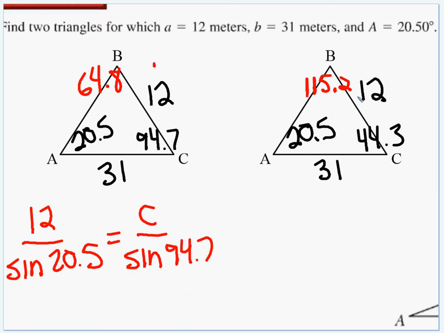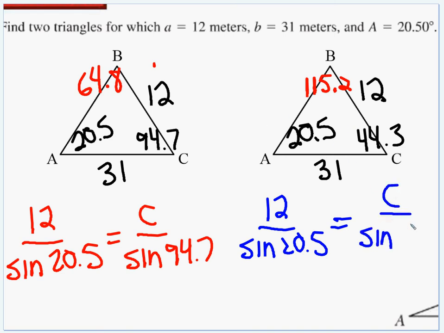And let's set up the other one. I'll switch to blue ink. That's going to be the same starting fraction, the 12 over the sine of 20.5, and that's going to be equal to C over the sine of 115.2. So over there on the left, in red, if we cross multiply, 94.7, take the sine, times 12 equals, divide by 20.5 sine equals.